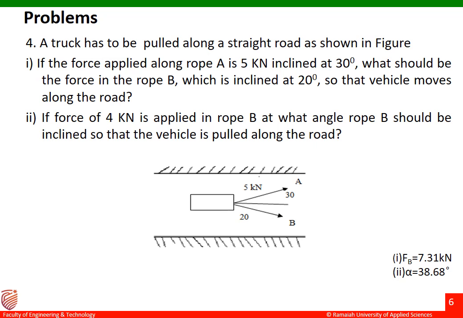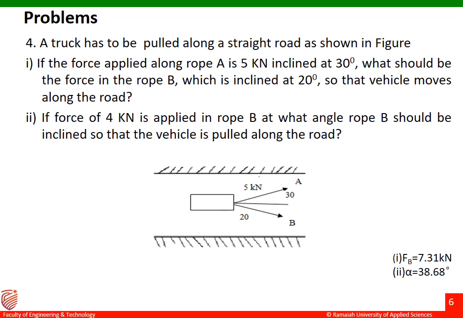This is problem number 4. A truck has to be pulled along a straight line, or the straight road, as shown in the figure. First condition: if the force applied along rope A is 5 kilonewton at 30 degrees, what should be the force in rope B, which is inclined at 20 degrees, so that the vehicle moves along the road? That means the resultant is towards the right side, that is, towards the x-axis.